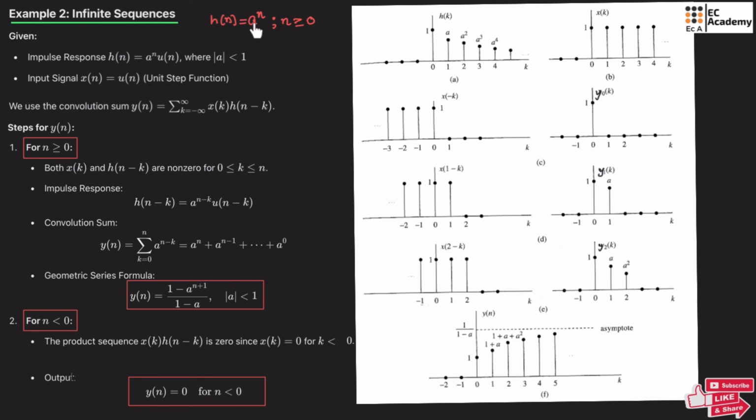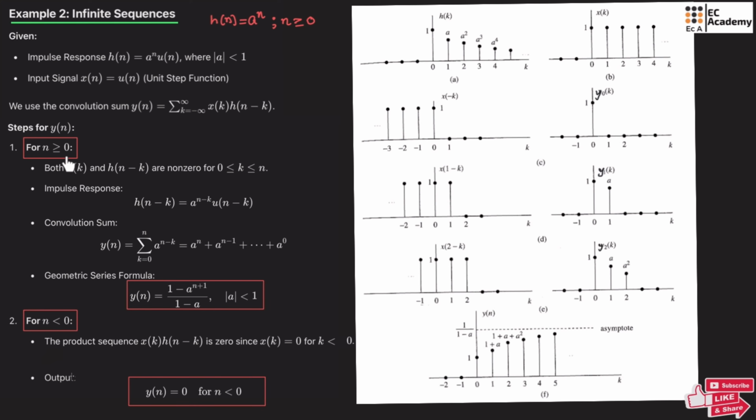For n is equal to 1, h of n will be equal to a to the power of 1, which is equal to a. And for n is equal to 2, it will be a to the power of 2. So we have written a to the power of 2 at n is equal to 2. At n is equal to 3, it will be a to the power of 3. At n is equal to 4, it will be a to the power of 4, and so on. X of k is u of n, which will be having amplitude as 1 from n is equal to 0 to infinity. So this is x of k.